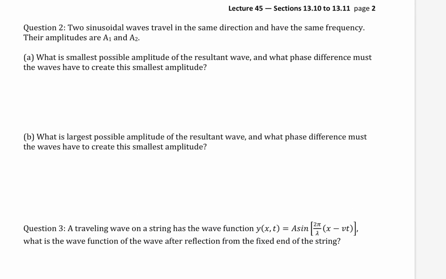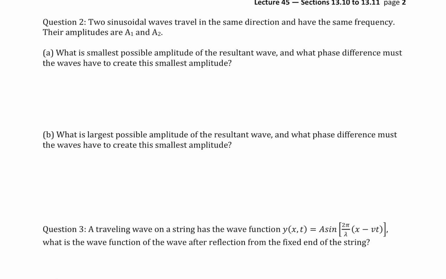Here, we're going to do something quite similar to question 1, but instead we're going to consider a wave looking at it from the side rather than the bird's eye view of the ripples. So two sinusoidal waves traveling in the same direction have the same frequency, but they have amplitudes A1 and A2, which I'm going to assume are not going to be the same.